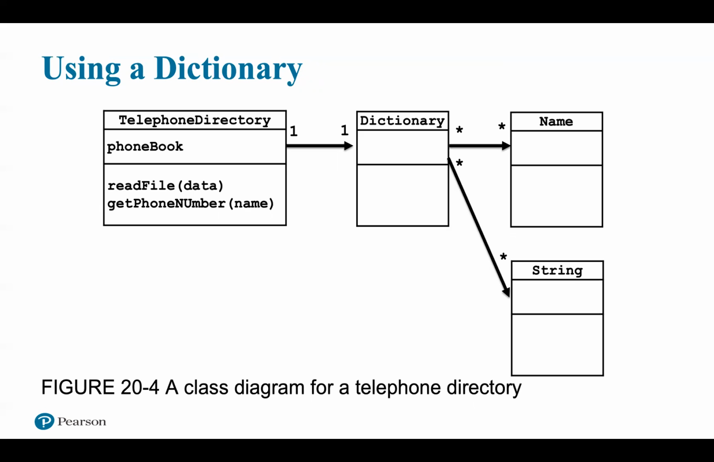The class TelephoneDirectory contains an instance phoneBook of a dictionary. The class has the method readFile, which reads the data from the file and adds it to the phone book. It also has the method getPhoneNumber to retrieve a telephone number given a name. For simplicity, we are ignoring any other operation mentioned in the previous segment.